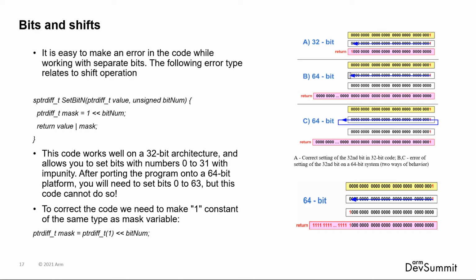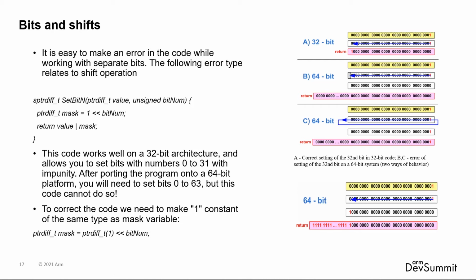It's easy to make an error in the code while working with separate bits. The following error type relates to shift operations, and here's an example. We have a pointer difference type set bit and pointer diff type value. So this code works well on a 32-bit architecture and allows you to set bits with numbers 0 to 31 to unity. After porting the program onto a 64-bit platform, you'll need to be able to set bits 0 to 63, but this code will never set any bits above bit 32.